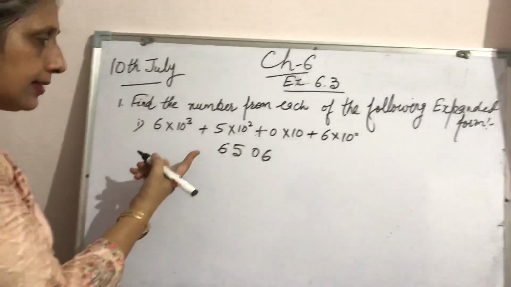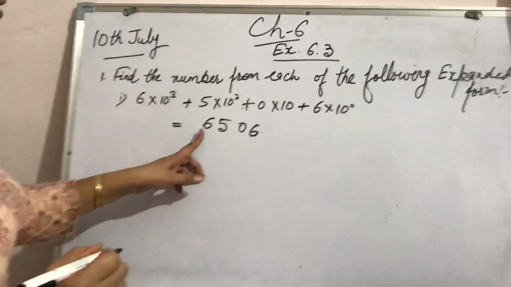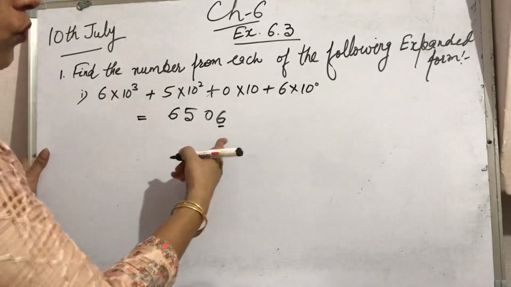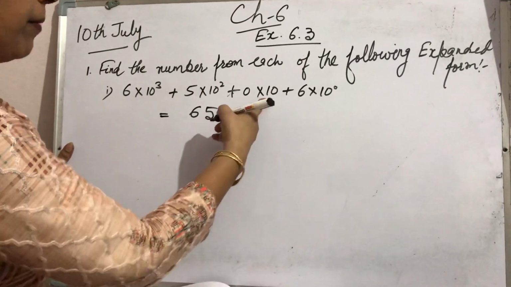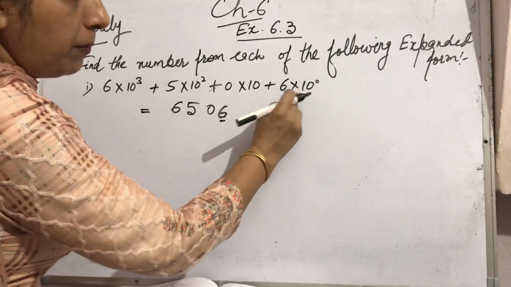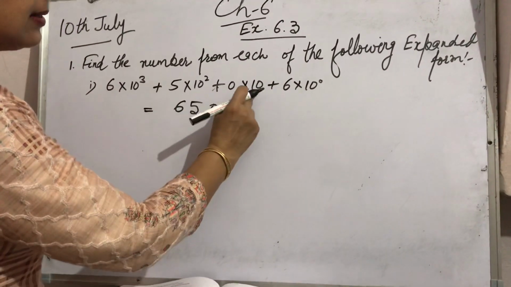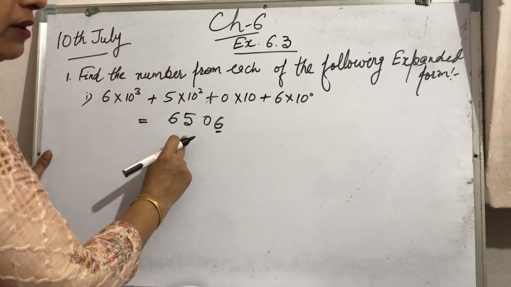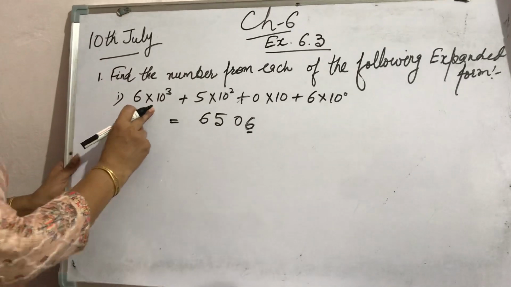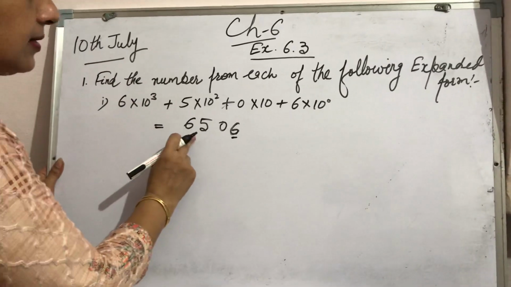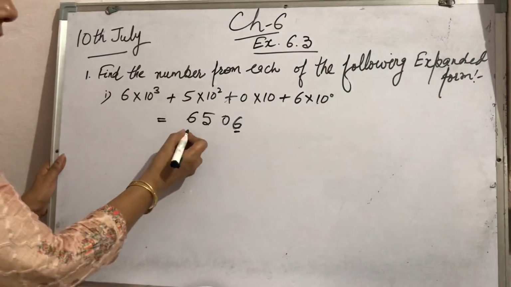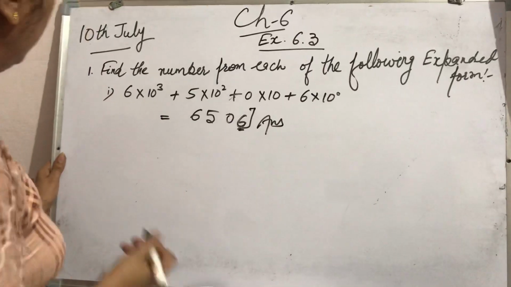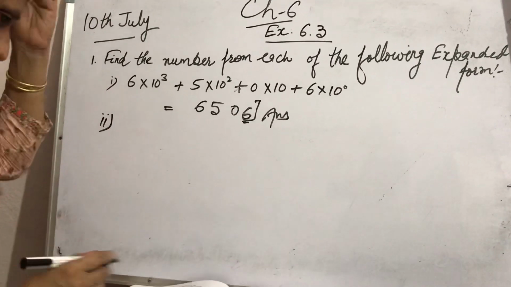1000 multiply 6, 6000. So how will we read it? 6506. Because 6 we have multiplied by 1, this is the 1's place, and this is multiplied by 10, this is the 10's place. This is multiplied by 100, this is the 100 place, and this number is multiplied by 1000, that's why this is the 1000 place. So the number we have is 6506. Very simple.